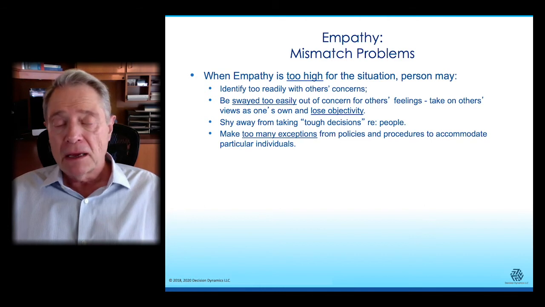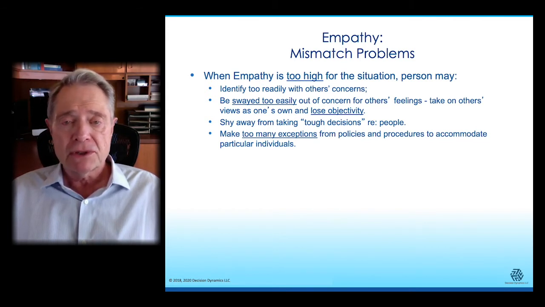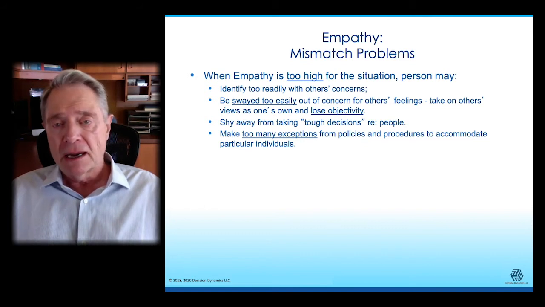In fact, they may often make too many exceptions to accommodate other people, and consequently, rules, guidelines, principles tend to get lost in translation, and oftentimes there are repercussions that have unanticipated consequences for other people as well.